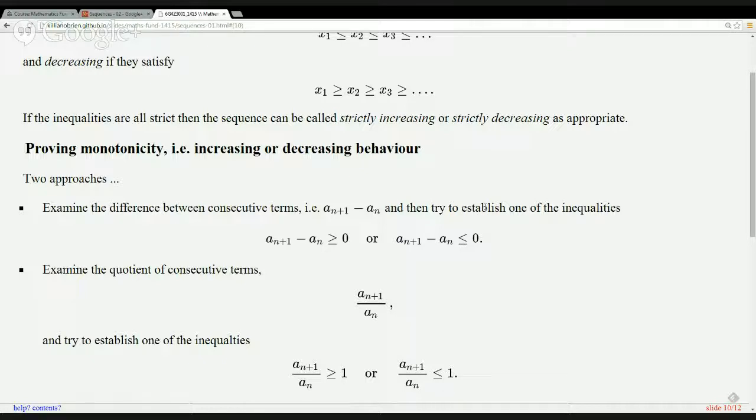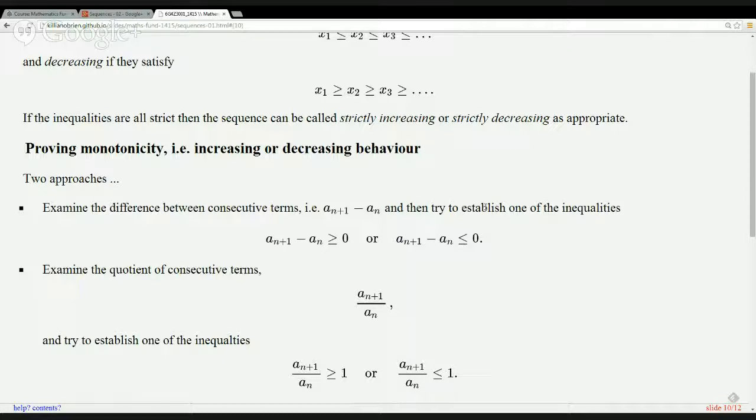Now, why would you be comparing it to 0? Well, you'd be comparing it to 0 because if you show that a_{n+1} minus a_n is bigger than or equal to 0, of course, that's equivalent to saying that a_{n+1} is greater than or equal to a_n, i.e.